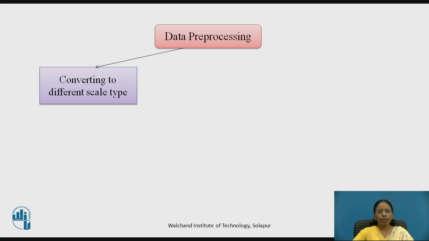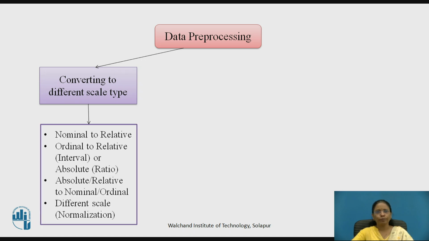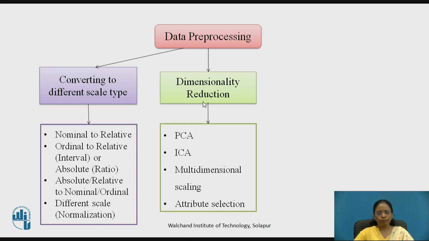In data pre-processing, there are different parts like converting to different scale types, in which we can convert the data from nominal scale to relative scale, ordinal to relative, which is also called interval scale, or absolute or ratio scale, or we can convert the absolute and relative scale to nominal or ordinal, that is quantitative to qualitative. And this is not exactly the same, but I have included it in the same, wherein we are converting maybe quantitative data to quantitative only, and that method is called normalization.